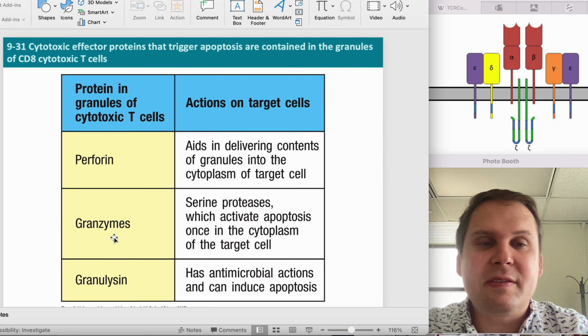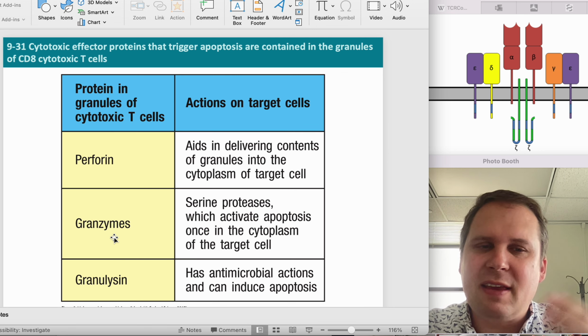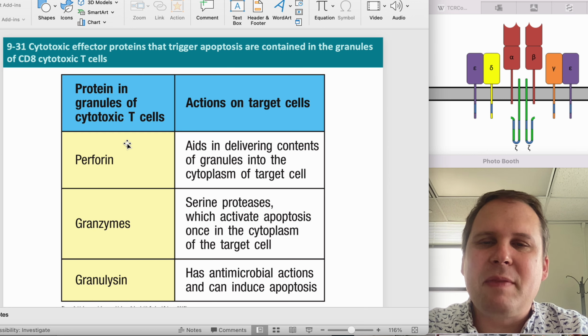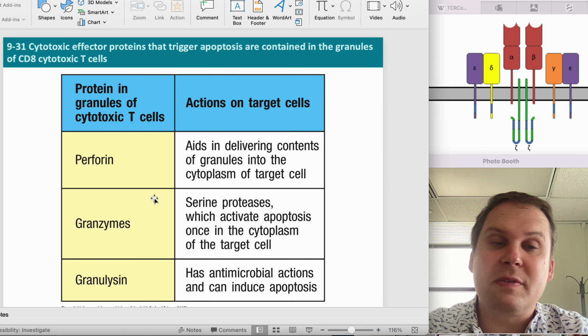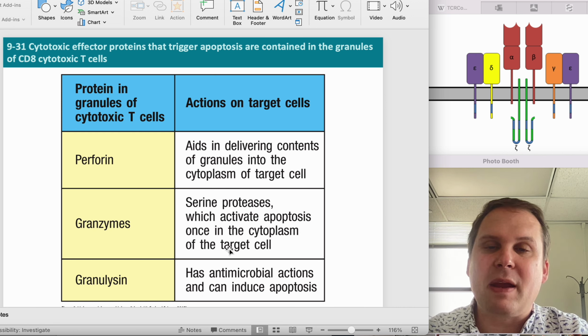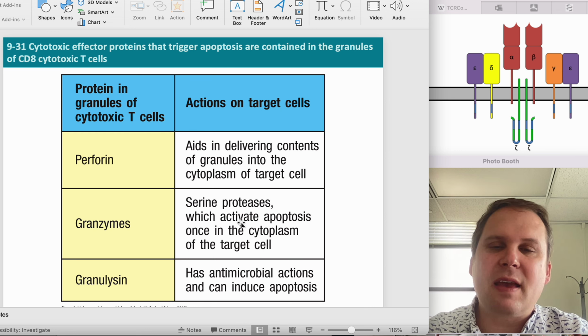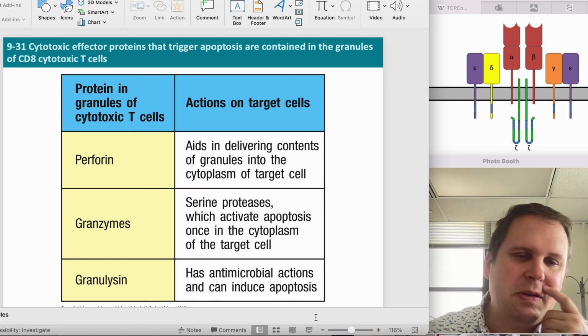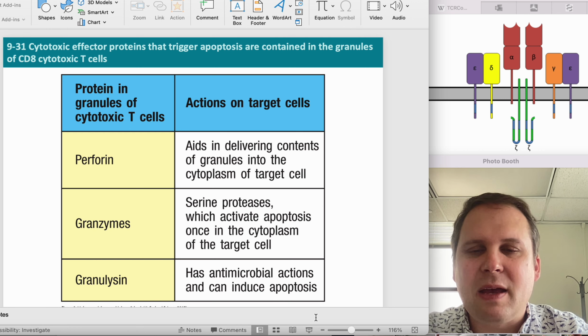Okay, what are some of these products? Perforin, yeah, we know about perforin. That's the one that is going to help deliver contents of granules into the cytoplasm, and it's actually going to insert itself in the membrane. Granzymes have serine proteases, which will activate some of these other things and cause apoptosis, and granulysin can also potentially induce apoptosis and have some antimicrobial functions.